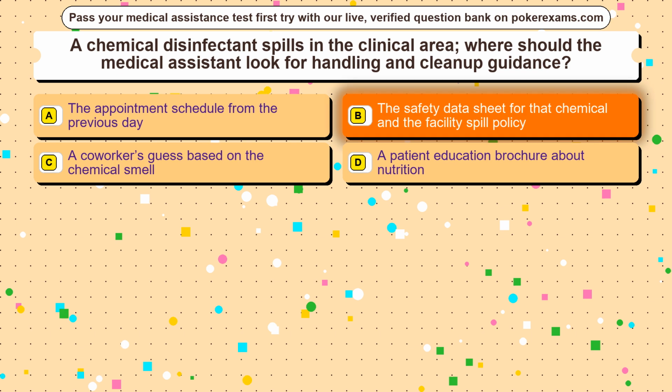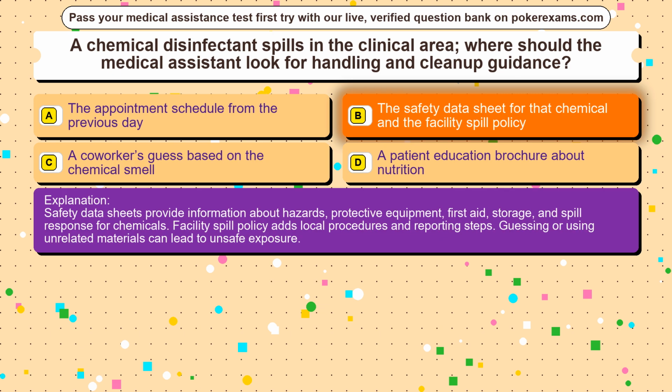The correct answer is option B. The safety data sheet for that chemical and the facility spill policy. Safety data sheets provide information about hazards, protective equipment, first aid, storage, and spill response for chemicals. Facility spill policy adds local procedures and reporting steps. Guessing or using unrelated materials can lead to unsafe exposure.